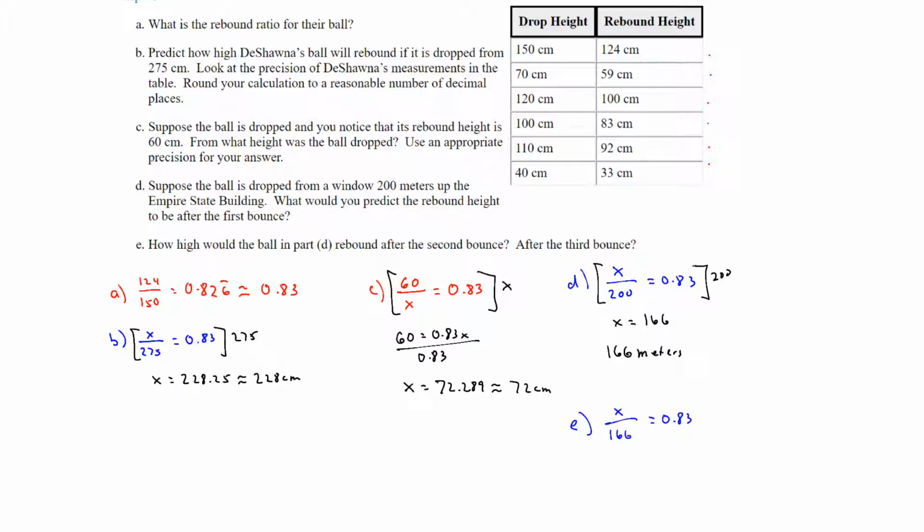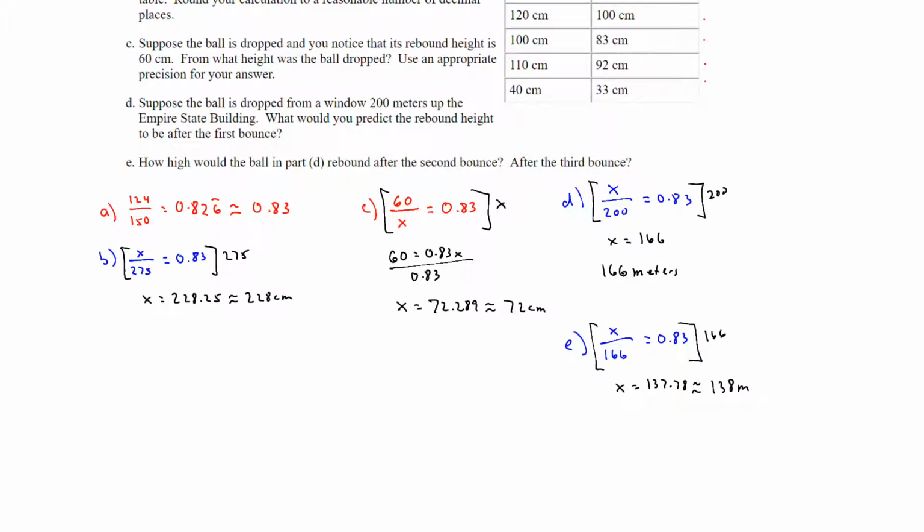So we will now multiply both sides by 166, and x is equal to 166 times 0.83, which is approximately 137.78, and we will approximate that to 138 meters. So we'll do it one more time. It wants the third bounce also, so this is the second bounce. And we'll do it again.